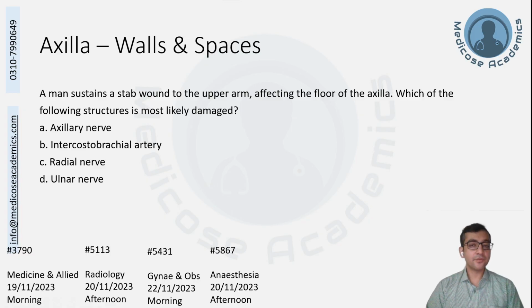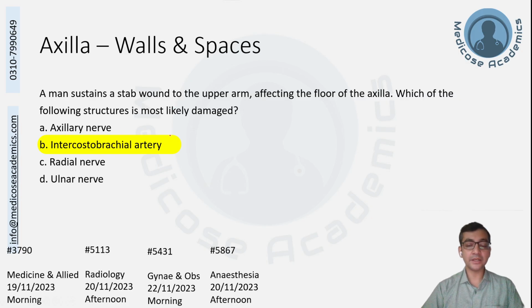Let's talk about axillary wall and spaces further. A man sustains a stab onto the upper arm, affecting the floor of the axilla. Which of the following structure is most likely to be damaged? That was one of the most commonly asked questions in the upper limb in these papers. The answer is the intercostobrachial nerve.